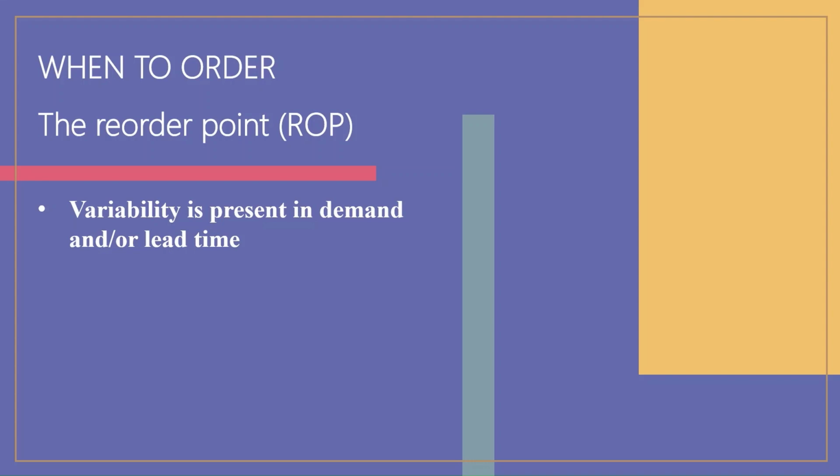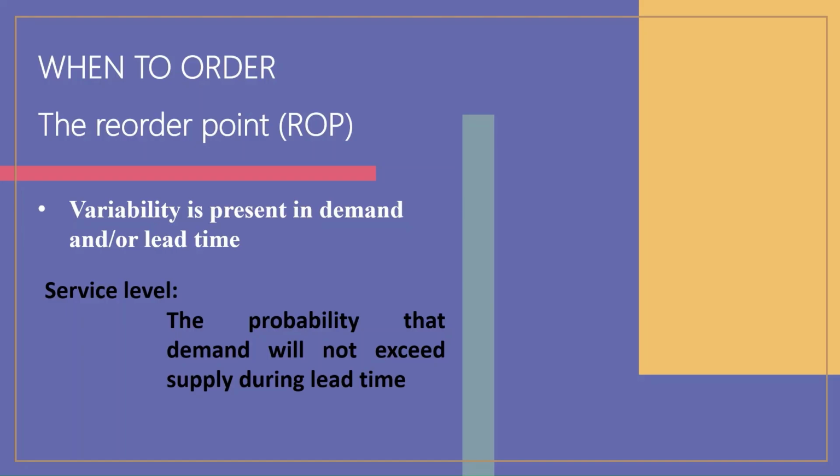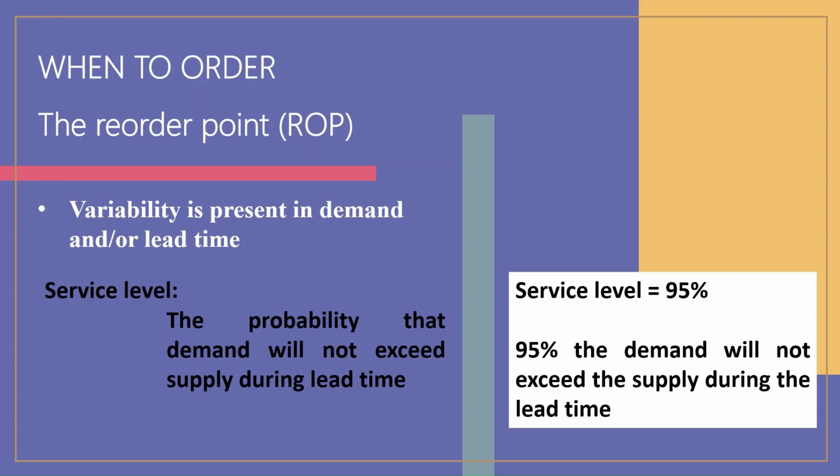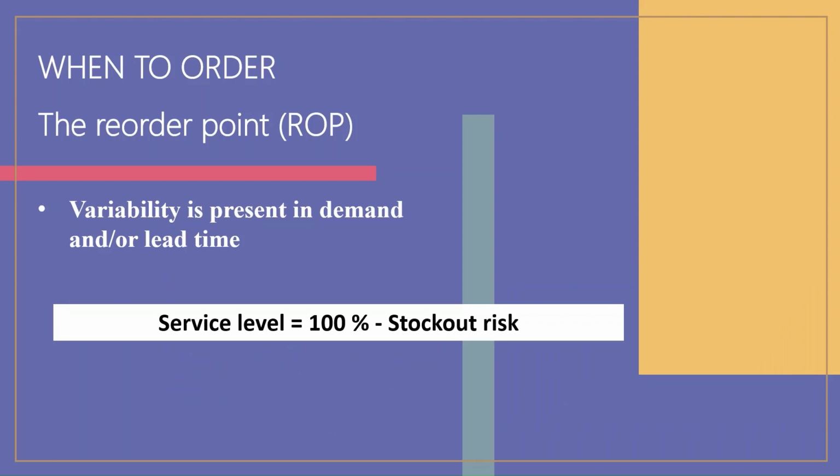The customer service level increases as the risk of stockout decreases. Order cycle service level can be defined as the probability that demand will not exceed supply during lead time, which means that the amount of stock on hand will be sufficient to meet demand. Hence, a service level of 95% implies a probability of 95% that demand will not exceed supply during lead time. The risk of a stockout is the complement of service level. That is, service level equals 100% minus stockout risk.